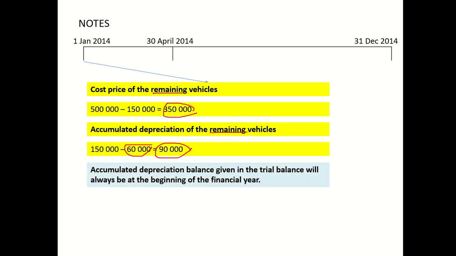Accumulated depreciation balance given in the trial balance will always be at the beginning of the year, and I did explain that in the first slide. Now we have 150,000 Rand there, which is accumulated depreciation of all vehicles at the beginning of the financial year. Now we're going to be calculating depreciation, all right? This is what you need to note.